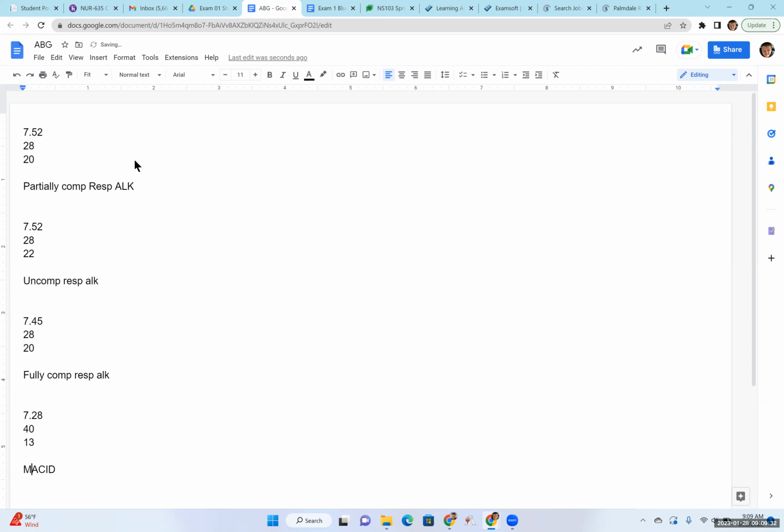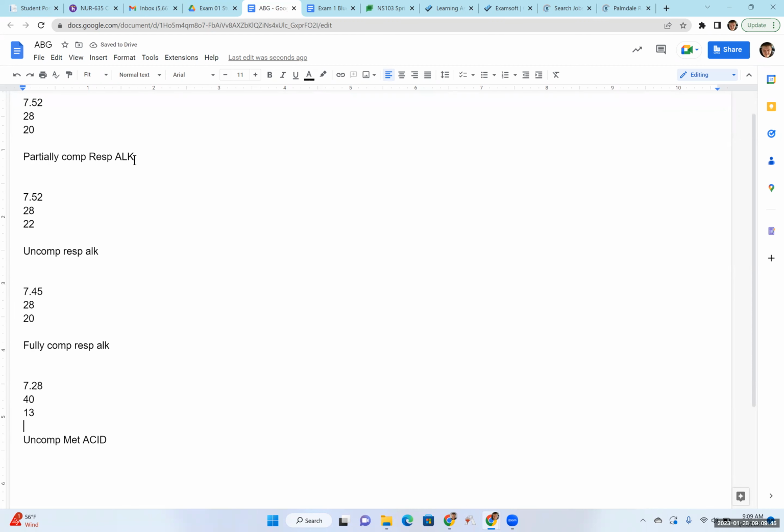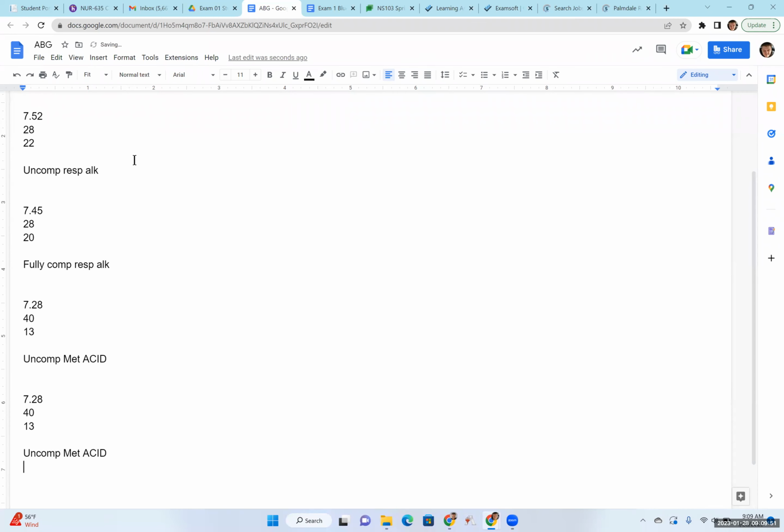Therefore, bicarb is always metabolic. And then now what is this? Fully compensated, partially compensated, or uncompensated? Why is it uncompensated? Because the CO2 didn't move, right? So what if we did this? Let's be more efficient here. Okay, how would I make this partially compensated? 48, that'd be mixed acidosis.